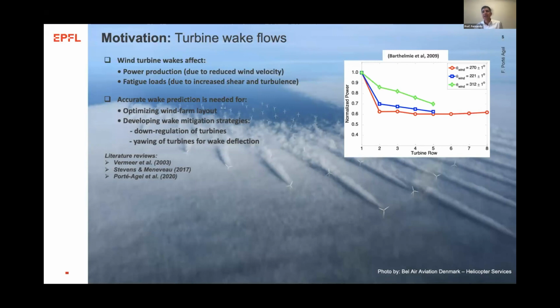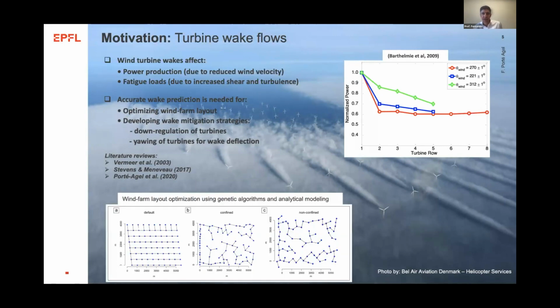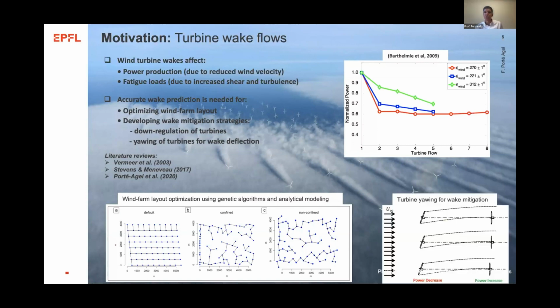As you can imagine, accurate and often fast predictions of these effects are needed for several applications. For example, if we are considering optimizing the layout of wind farms, what is the optimum layout? You have to run many simulations with many wind directions, layouts, etc. So you need very fast predictions. Also, if you want to develop and even apply real-time control mitigation strategies, you also need accurate predictions.